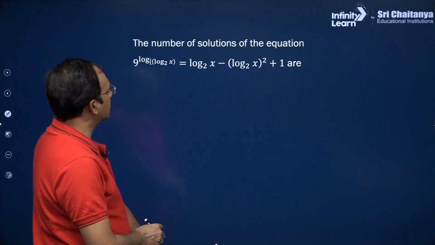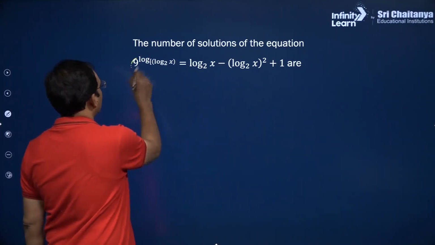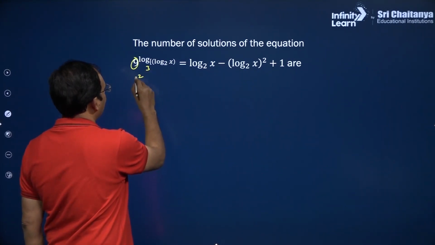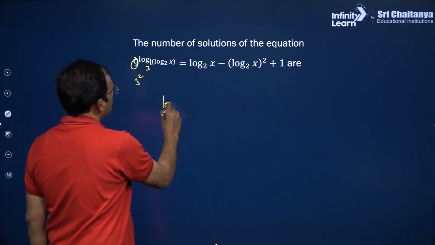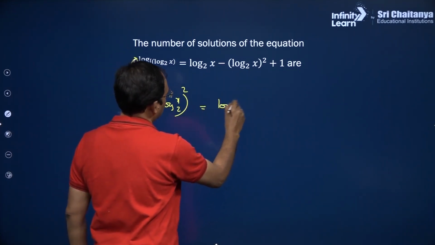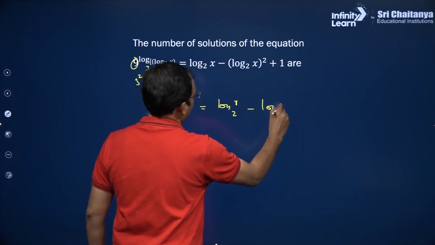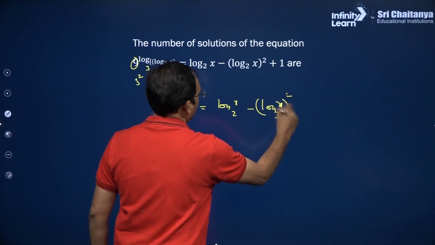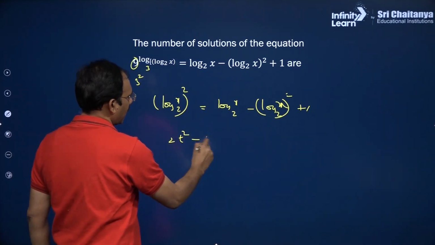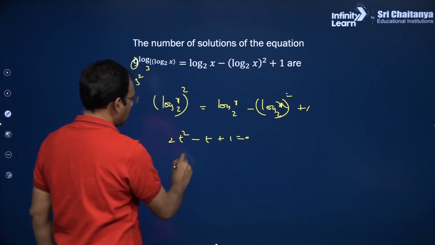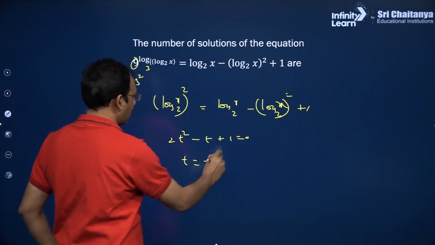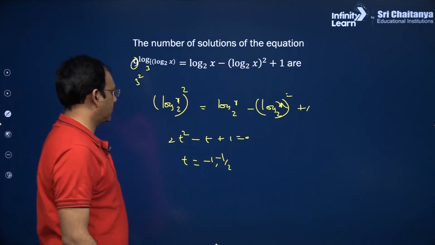So, the number of solutions of this equation, this is simple my dear friends, if you write it as 3 square, so here base is 3 my dear friends, this 2 comes here, this is log x base 2 whole square is equal to log x base 2 minus log x base 2 whole square plus 1. If you take this as t, 2t square minus t plus 1 equal to 0. You will get t value to be my dear friends minus 1 comma 1 minus 1 by 2, right.